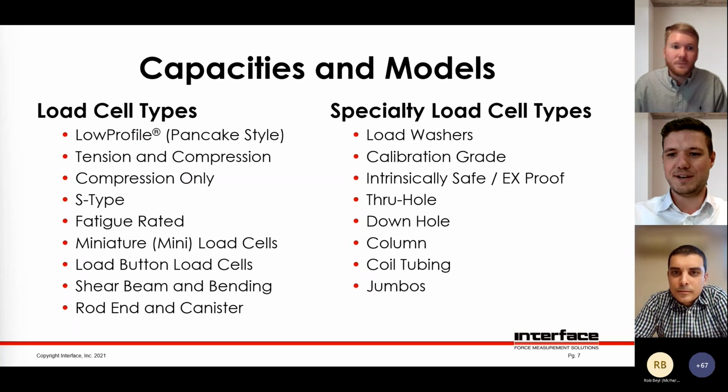Thanks, Rob. Yeah, absolutely. And that's also the case for various options of these load cells. So you might find a standard load cell that you then need a specific option on. And if that's not readily available, that's something we look at retrofitting as well.